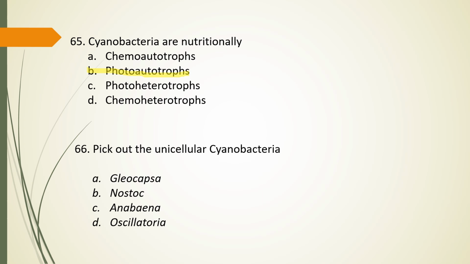They make their own food using sunlight and carbon dioxide. Question number 66. Pick out the unicellular cyanobacteria. Option A Gloeocapsa, B Nostoc, C Anabaena, D Oscillatoria. The correct answer is option A Gloeocapsa. Gloeocapsa are photosynthetic prokaryotes that play a vital role in the biogeochemical cycle and microbial food web of aquatic environments.